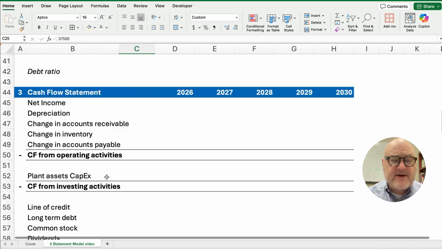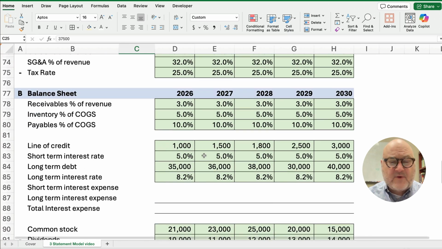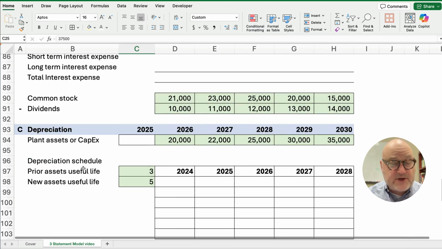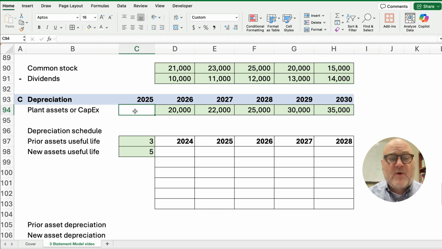All right, so let's go down here to the bottom and let's calculate. We can do all this if you want to. We can calculate things like interest expense. We can calculate depreciation. In fact, let's calculate depreciation. Here's what we have. What is our current amount of plant assets or capital expenditures? CapEx is a cool way of saying capital expenditures. People don't want to say that whole thing, so they say CapEx.